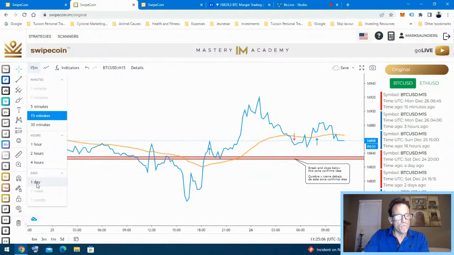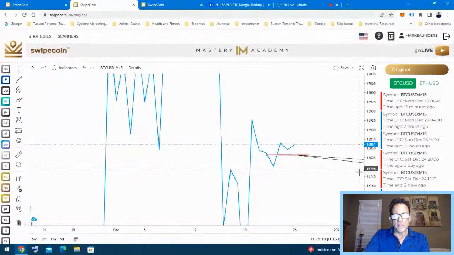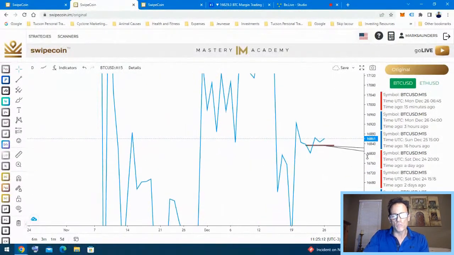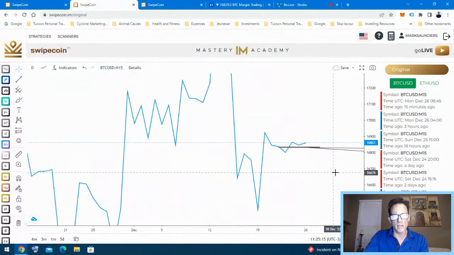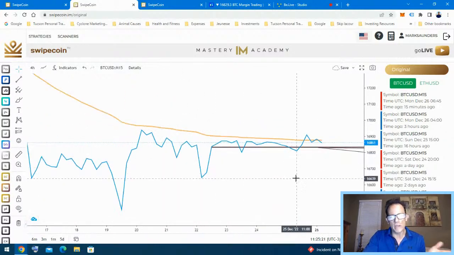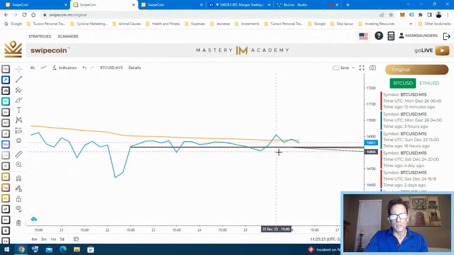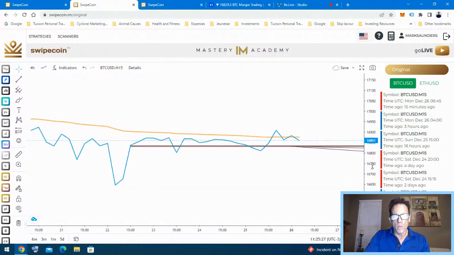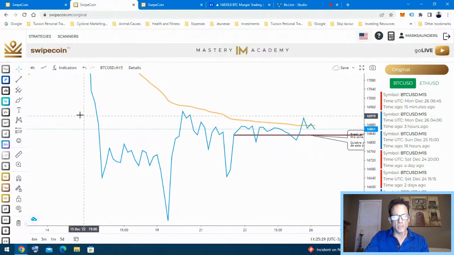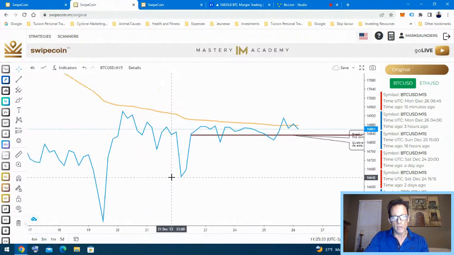Now, I do have a couple of things that I do at the beginning of the week that are more than just the basics. The first thing I like to do is zoom out. You can look at the charts from any time frame. This is a 4-hour time frame, meaning each little blip is 4 hours. What I'm looking for right now is the highs and the lows of the week.